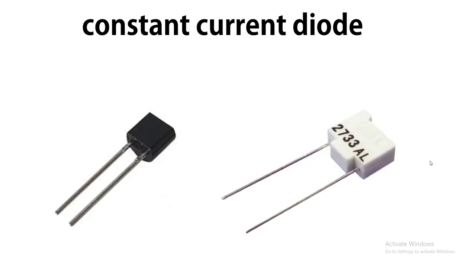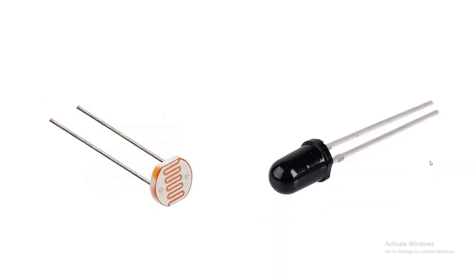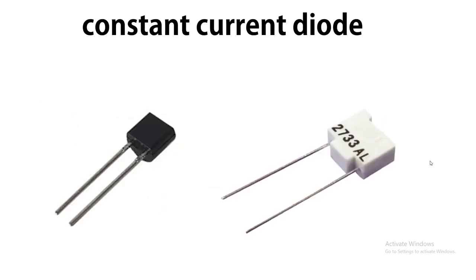And how does a photodiode work? When light touches the surface of this diode, this diode stops functioning. The next type of diode is the constant current diode. A constant current diode works when you need to flow a constant current in a circuit, so then we use this diode.